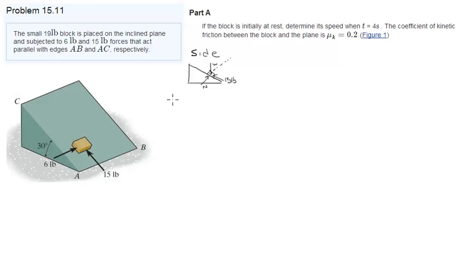So if we get W sine of theta, you're gonna get that that is equal to 9.5 pounds, and 9.5 pounds is smaller than 15 pounds. Therefore, the motion is up and the friction acts down. So these are all the forces when you look at it from the side.